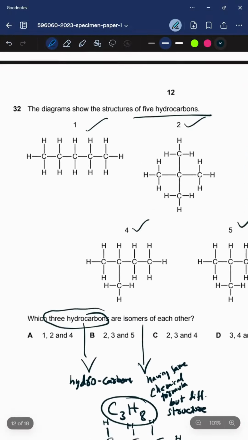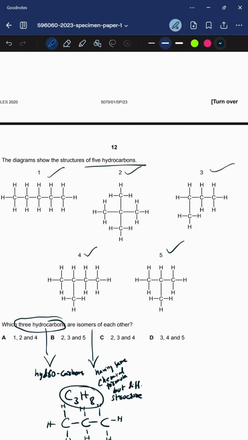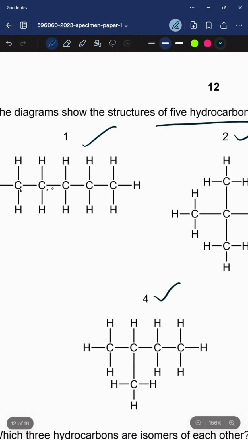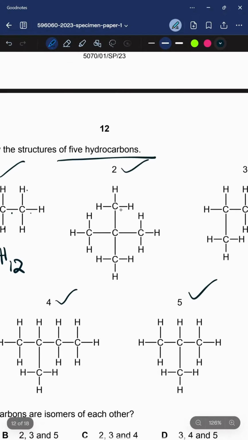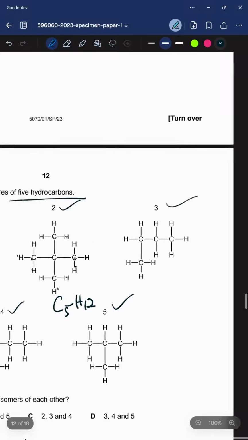Now we need to figure out which 3 of these 5 hydrocarbons are actually the isomers of each other. So if I count, this is 1, 2, 3, 4, 5 carbons, so this is C5H, and then 1, 2, 3, 4, 5, 6, 7, 8, 9, 10, 11, 12 hydrogens. This is C5H12. Now let's talk about the second one. This is 1, 2, 3, 4, 5, so C5, and 12 hydrogens, H12. This is also C5H12.